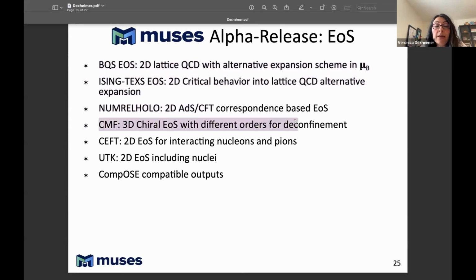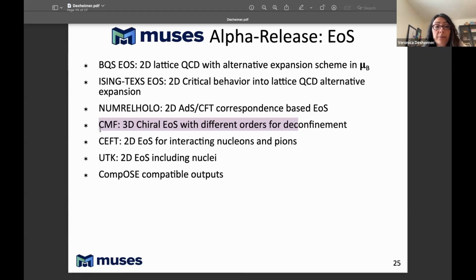So the CMF is quite different. For the time being, we're only going to release the T equal to 0 side of the equation of state. So it has 3 different chemical potentials, μB, μQ, and μS. But after the alpha release, we're going to extend this to finite temperature, because the CMF model can also be used to, for example, model heavy ion collisions.